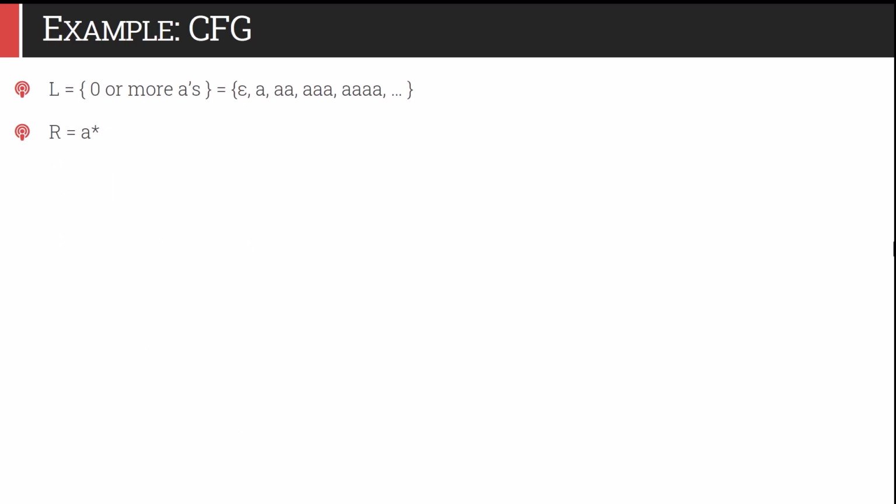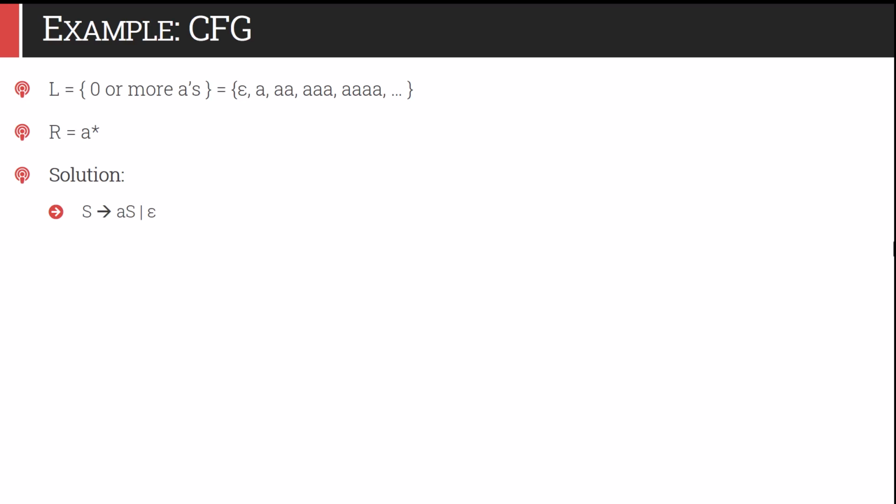Let us take some more complex languages. L is equal to zero or more a's, that is epsilon, one a, two a's, three a's up to infinite a's. The regular expression for that would be a star. That means the initial state is the final state. When we draw the FA, the initial would be the final. Epsilon is a part of the language, so there must be a production S implies epsilon.